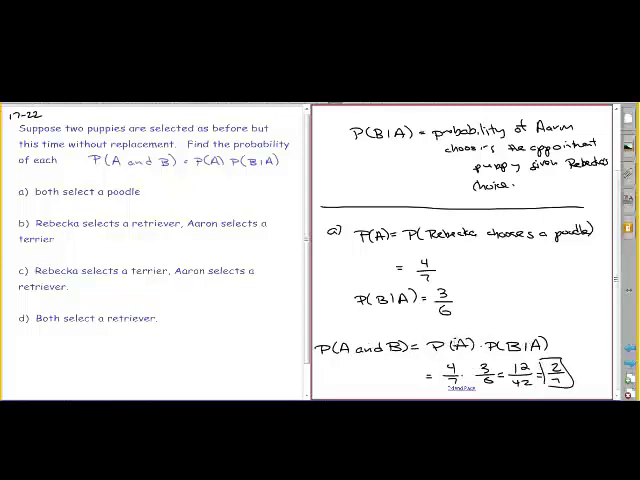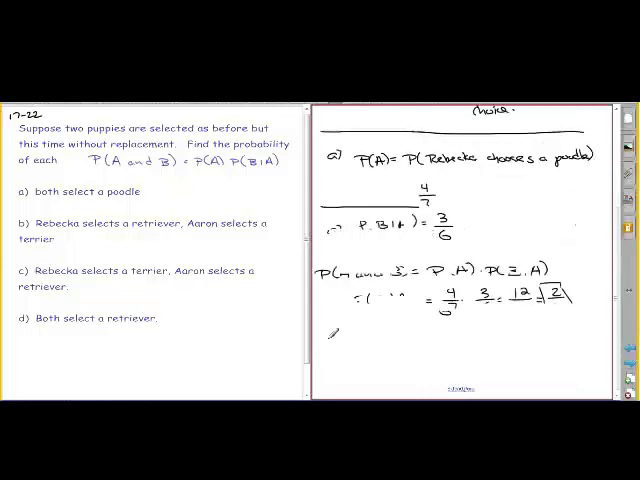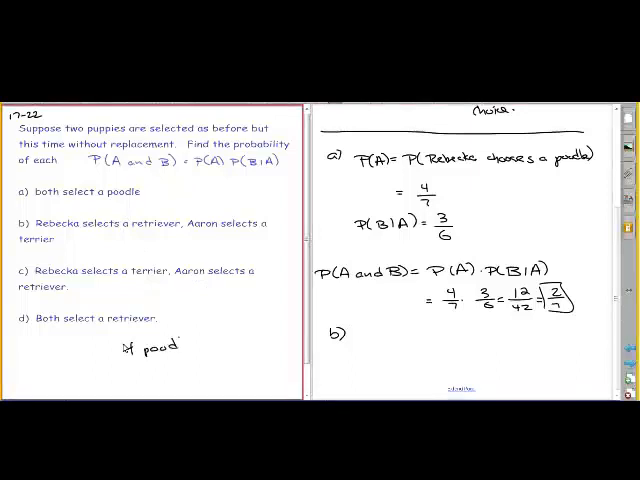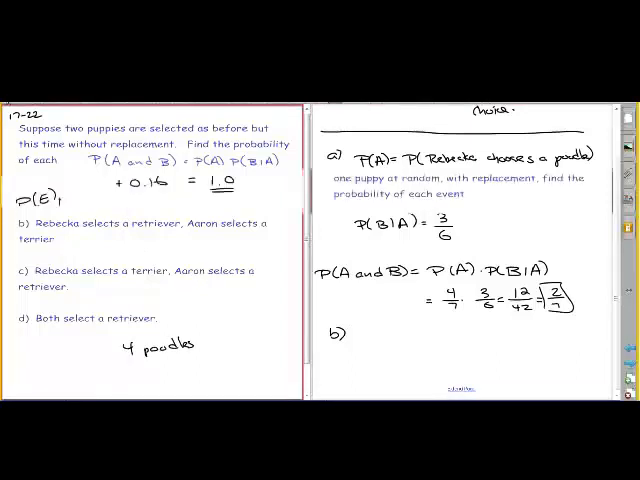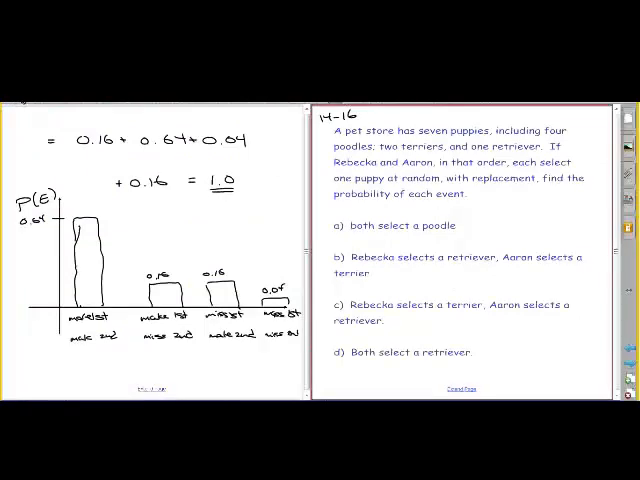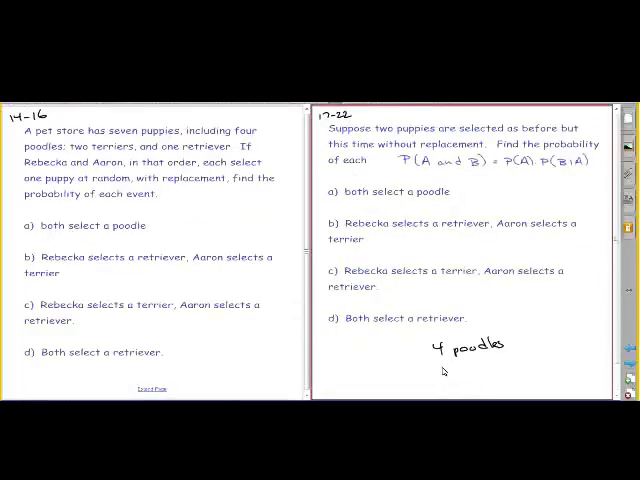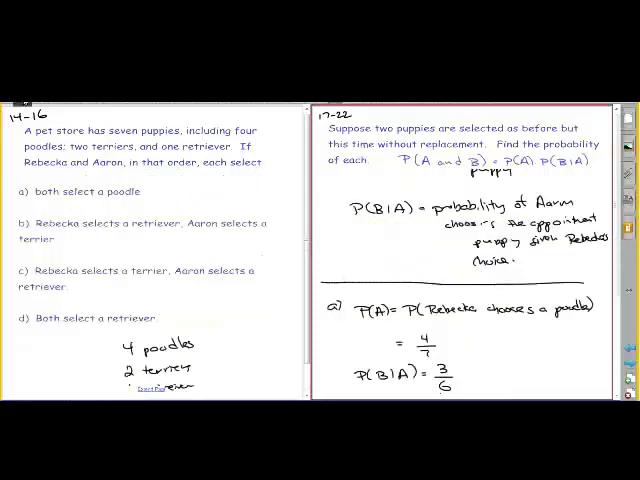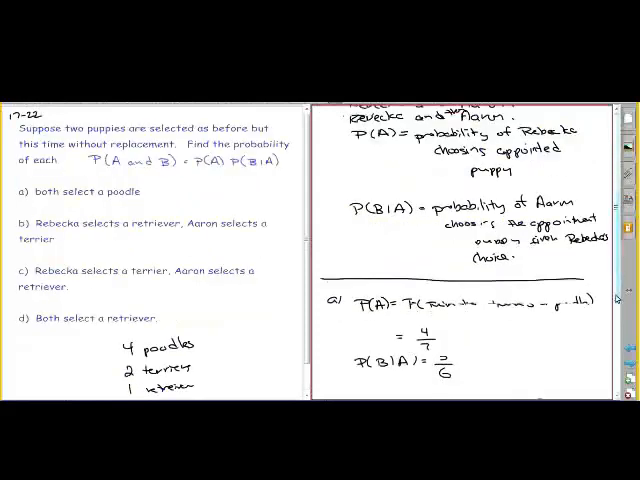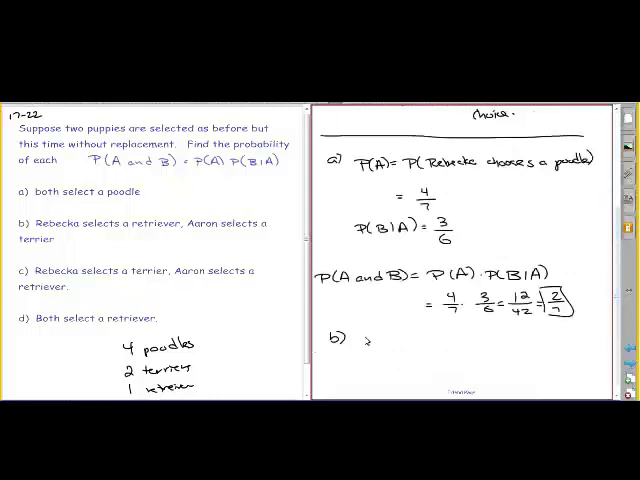So the combined probability of event A happening and event B happening is we multiply those two probabilities together. Okay, so that's kind of how it works. So let's do another one here. Rebecca picks a retriever. So let's remember there's 4 poodles, 2 terriers, and 1 retriever. Okay, so that's my dog selection.